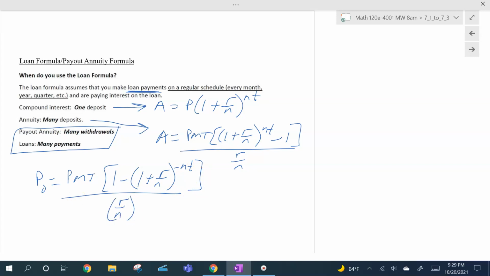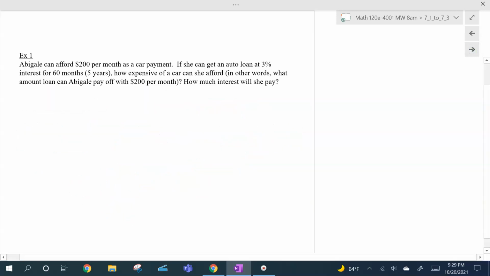Okay, so let's do some examples here. This first one, Abigail can afford $200 per month as a car payment if she can get an auto loan at 3% for 60 months or 5 years. How expensive a car can she afford? And then we'll answer that second question, how much interest will she pay? So let's go ahead and write down our loan formula here, or payout annuity formula. Again, it's the same thing.